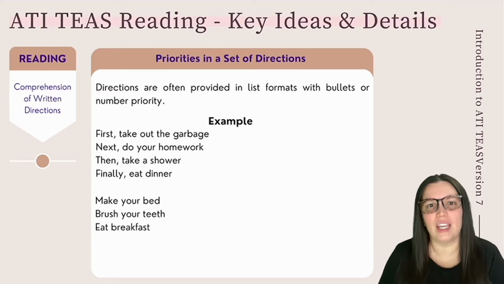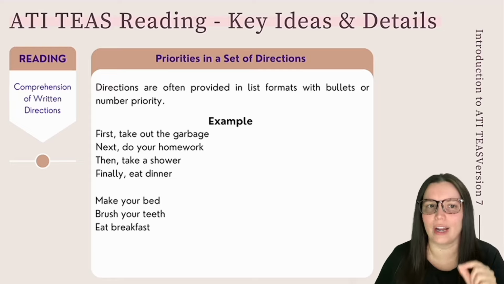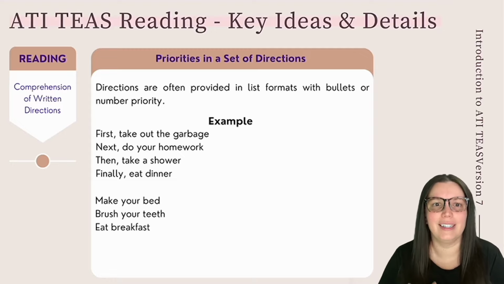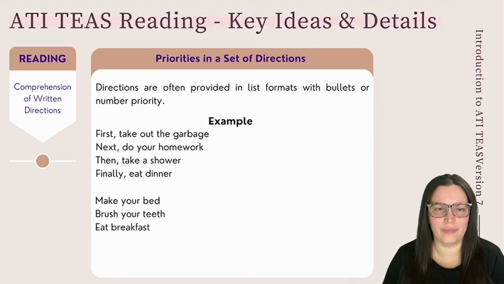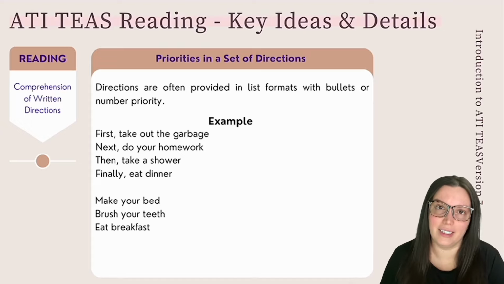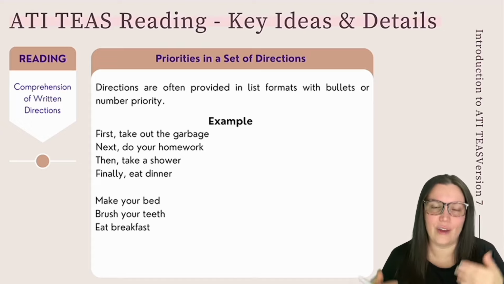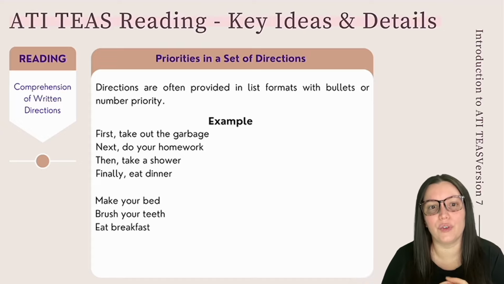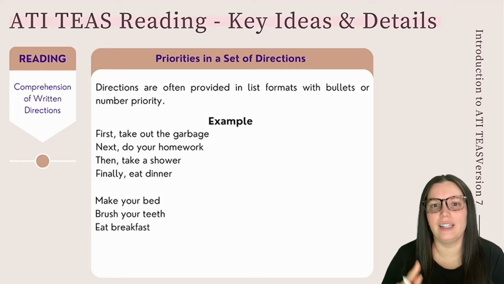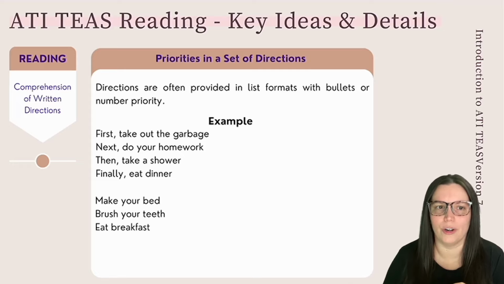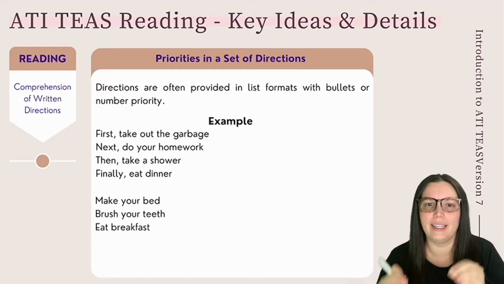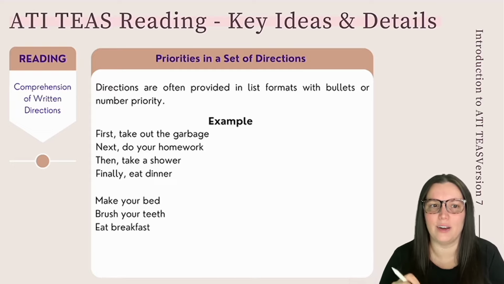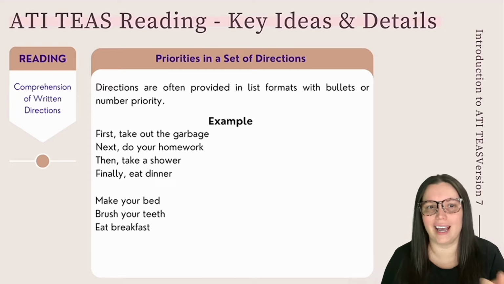For example, if you were given the following set of directions. First, take out the garbage. Next, do your homework. Then, take a shower. And finally, eat dinner. The priorities are first, take out the garbage, and next, do your homework. These are the most important things to do and should be done in that order. The other two tasks really can be done in any order.